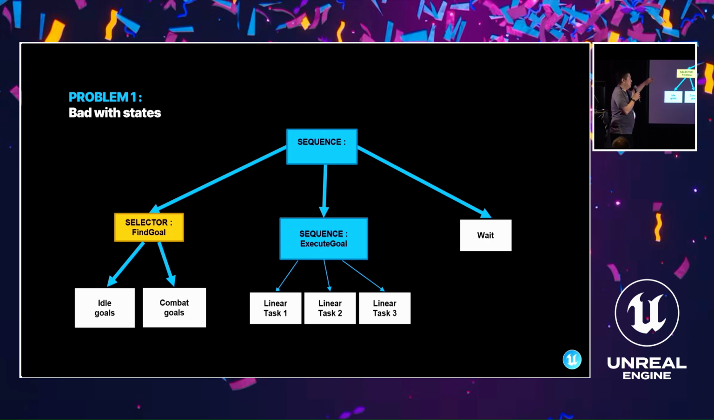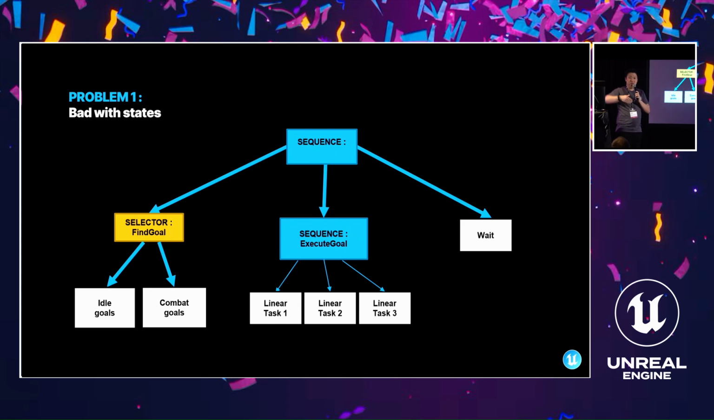So this is a very typical bot-like behavior. Again, highly simplified. It's not an exact tree. So you plan for the goal, right? And then you execute the goal. So during the planning of the goal, you will say, oh, if I'm idle, I will look for the goals here, right? If I'm fighting, I'm in combat, my goals are different, right? And then I execute a bunch of linear tasks, and then I do a bit of wait. So this is very common, right?